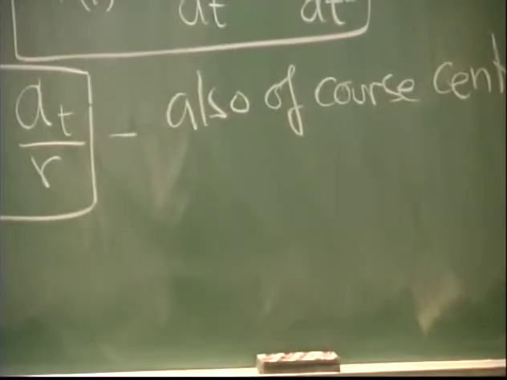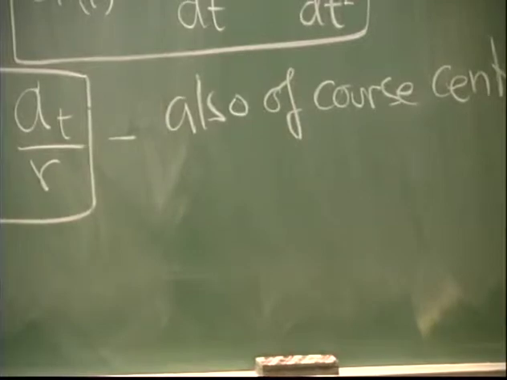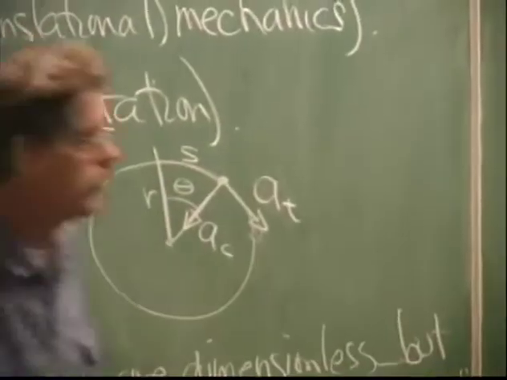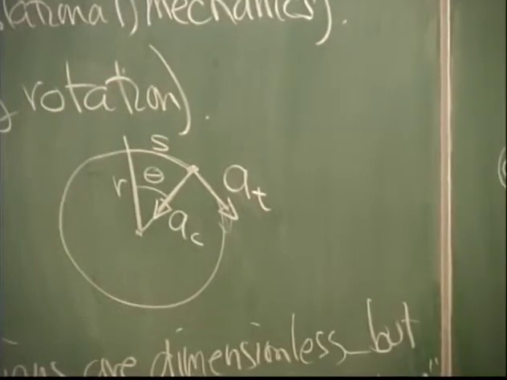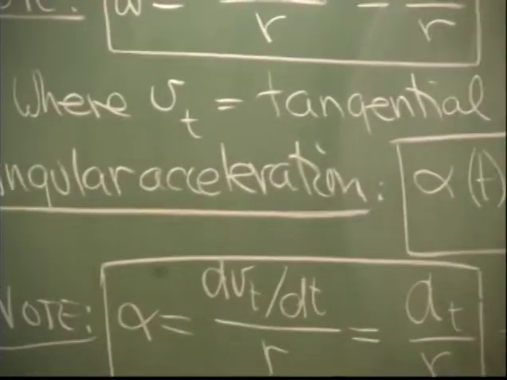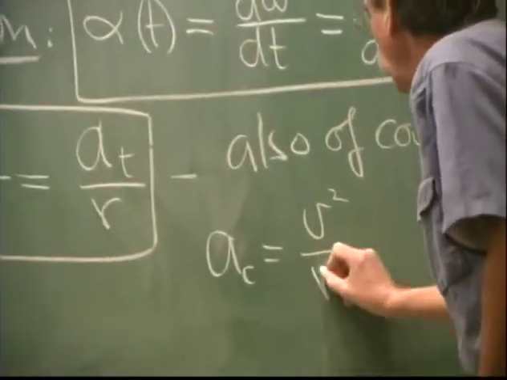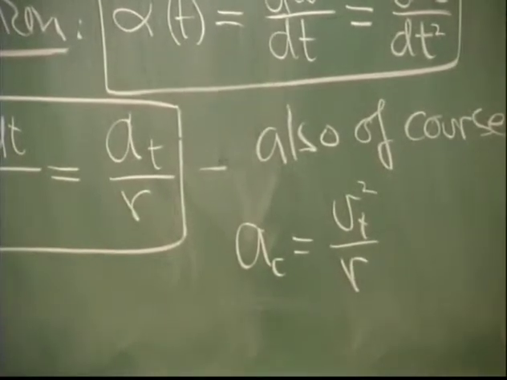So on the diagram here, maybe I'll switch over and put in here the accelerations. This is the tangential acceleration around the edge, and then there's in addition the centripetal acceleration in toward the center because the thing's going in a circle. Also, of course, centripetal acceleration, which is v squared over r, v the tangential velocity, the velocity along the circumference.